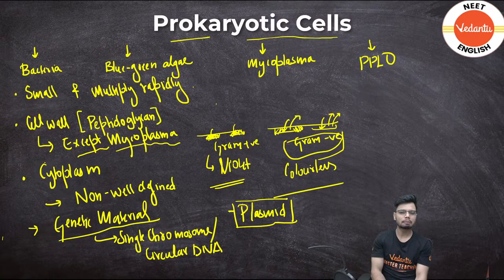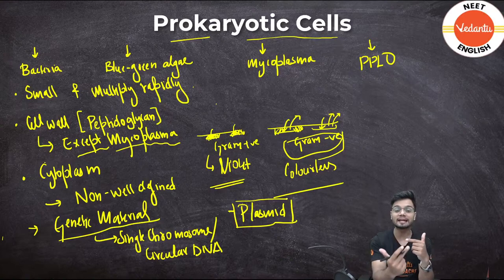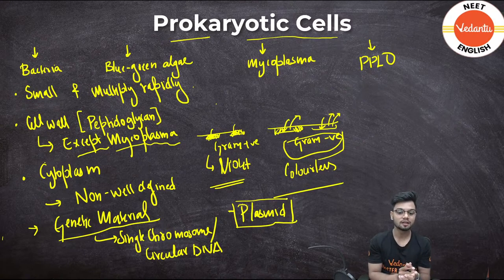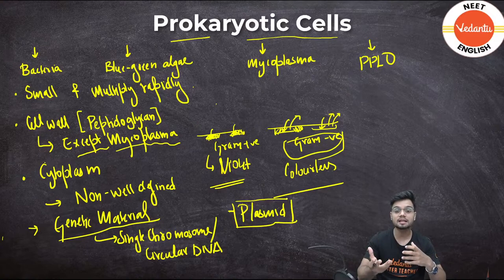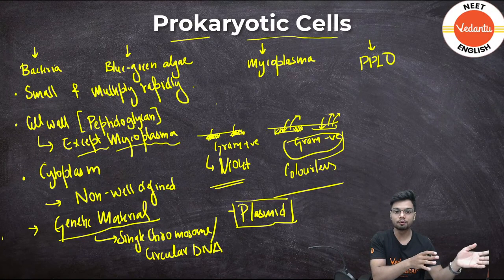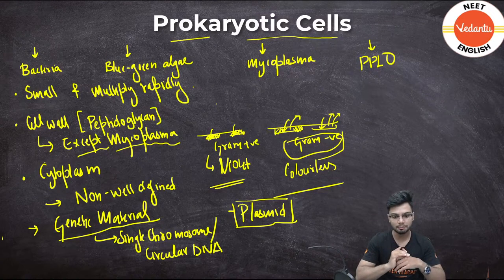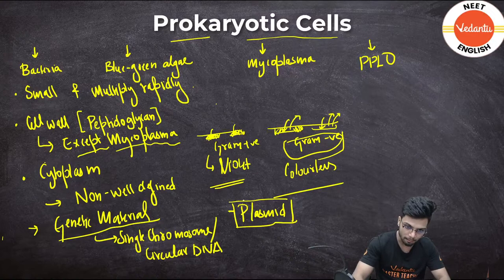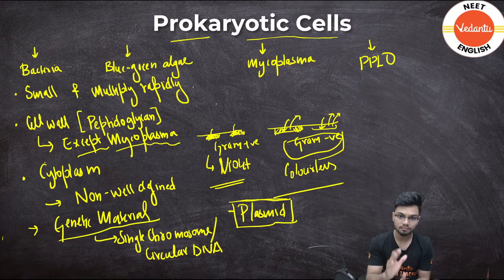Now, what is this plasmid? Plasmid is actually an extrachromosomal self-replicating DNA. Now, what is the function of this plasmid? How can we exploit the plasmid? How can we use the plasmid for antibiotic resistance, for blue and white screening? All that you learn in your class 12th biotech chapter. But all you need to know right now is that plasmid is a structure which is found in your prokaryotes.